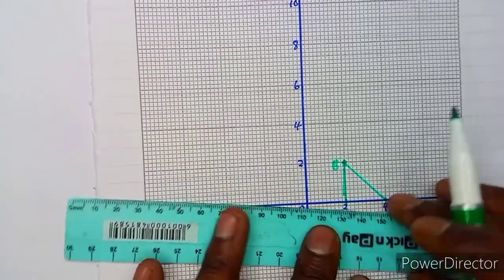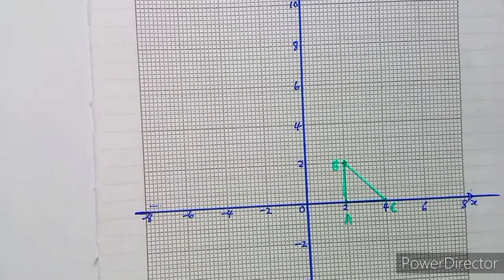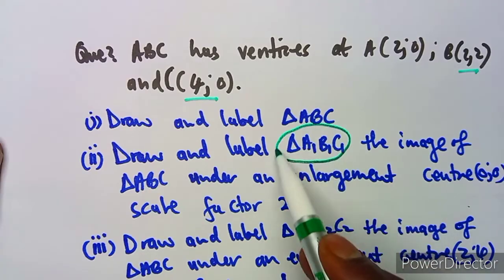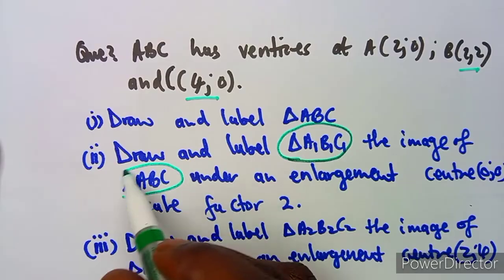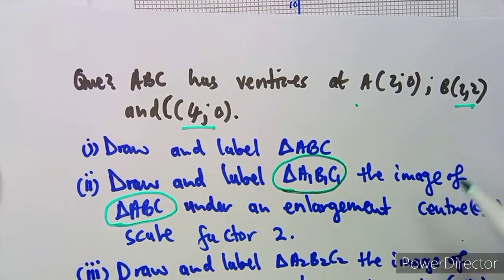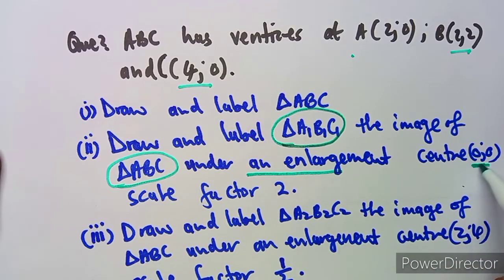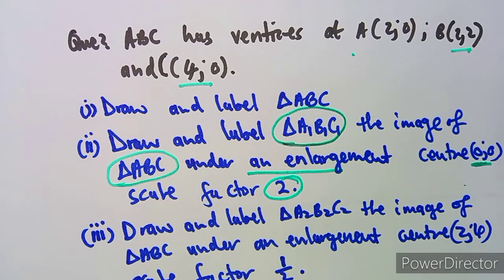So we have got our triangle ABC here, right? So that's our triangle ABC. Now the question is, from this triangle that we have, can we draw the image, which is A1, B1, C1, which is the image of triangle ABC, which is this one that we had, under an enlargement that has a center of (0, 0) and scale factor 2? Are we able to draw the image?